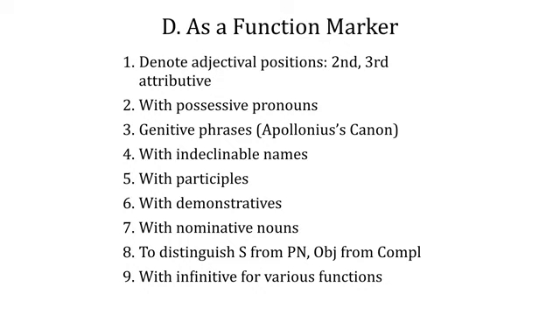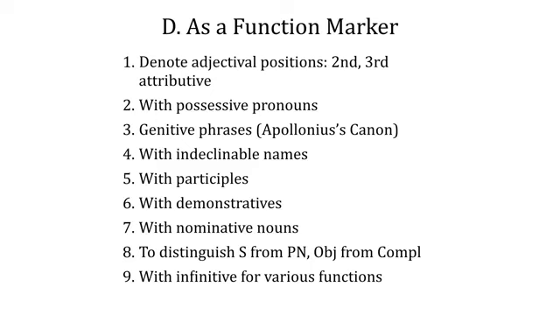There's 9 different ways in which the article functions as a function marker. And we're not going to discuss all of these. I'll give some examples. But it can denote, for example, adjectival positions. The second attributive position, where you have the article, noun, and then another article, and then the adjective. Or the third attributive position, where it's simply noun without the article, then article and adjective. It can also be used with possessive pronouns. And in fact, when a possessive pronoun is used with a noun, it almost always takes the article. It doesn't typically modify a noun unless there is an article there. It can, and there's plenty of exceptions, but it routinely, normally, typically takes the article.